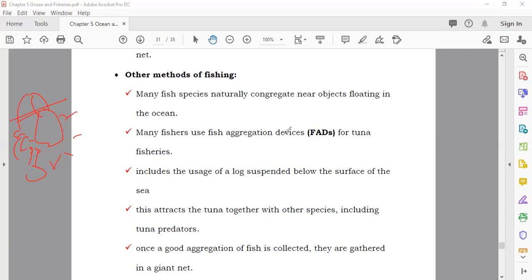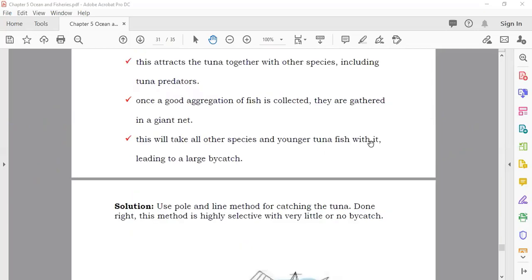Another method is that they use different devices, and what the devices will do is produce different kinds of waves. The fish will come near to them, and you'll find a lot of fish near this area. Then they can use the net on this area and catch the fish. So these are different methods used to catch fish, but in all of them you are using the net. By using these methods, you will not go to different areas one by one to search for the fish. All the fish will come to one area together. So that is another method.